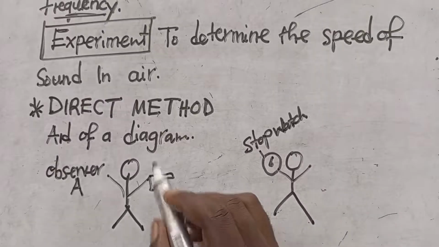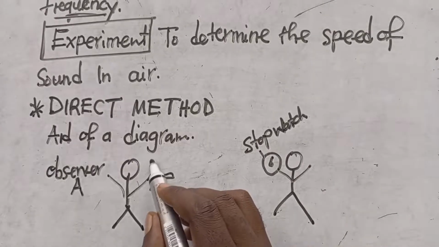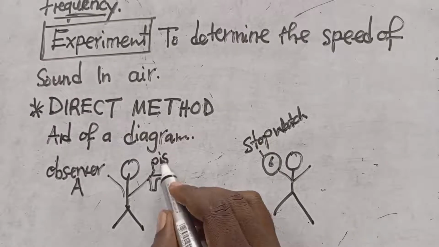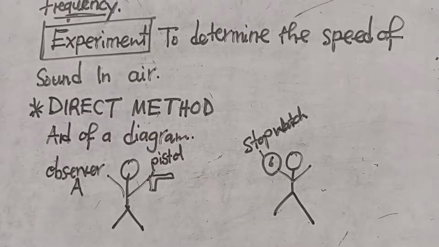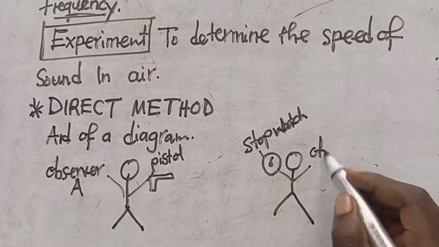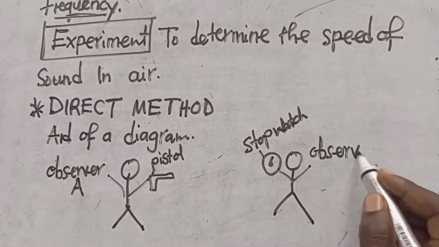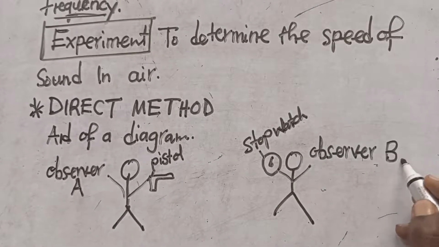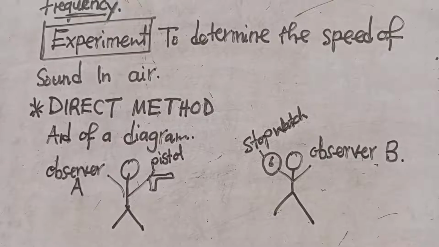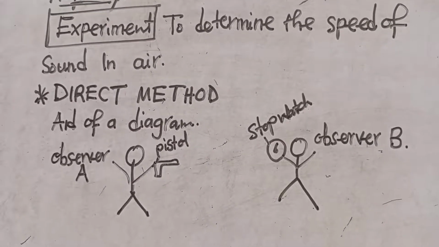Then this one is called a pistol. I guess you know what a pistol is. This other person, I'm calling observer B. This is what we are supposed to know. You need to write this down in your books.